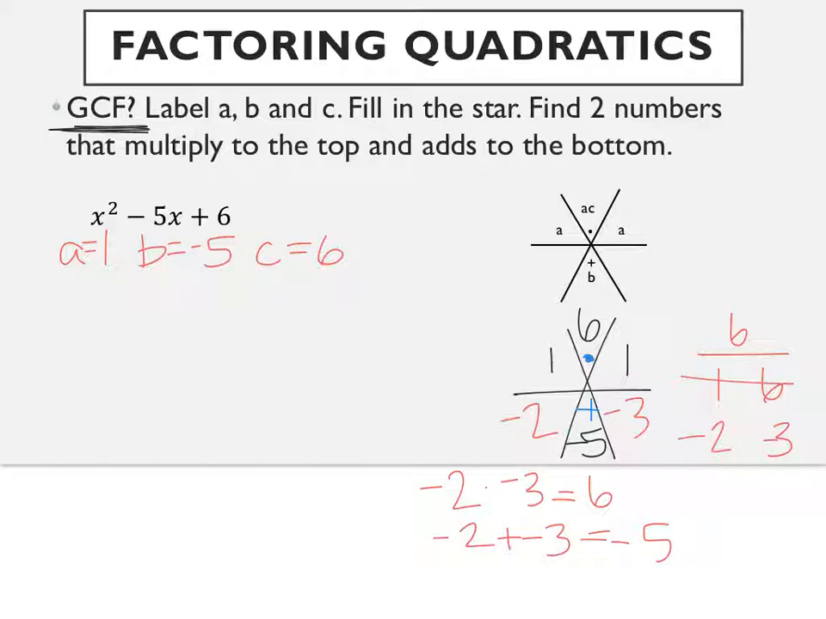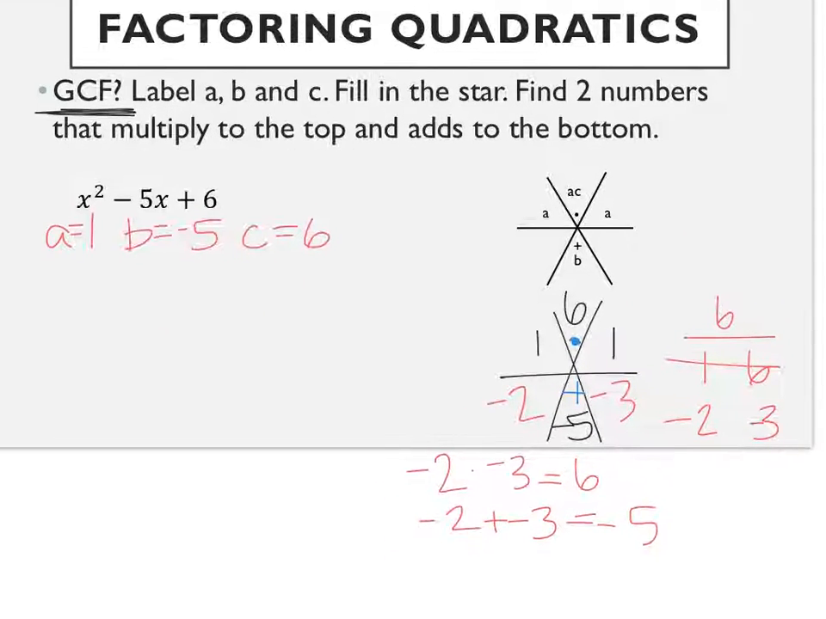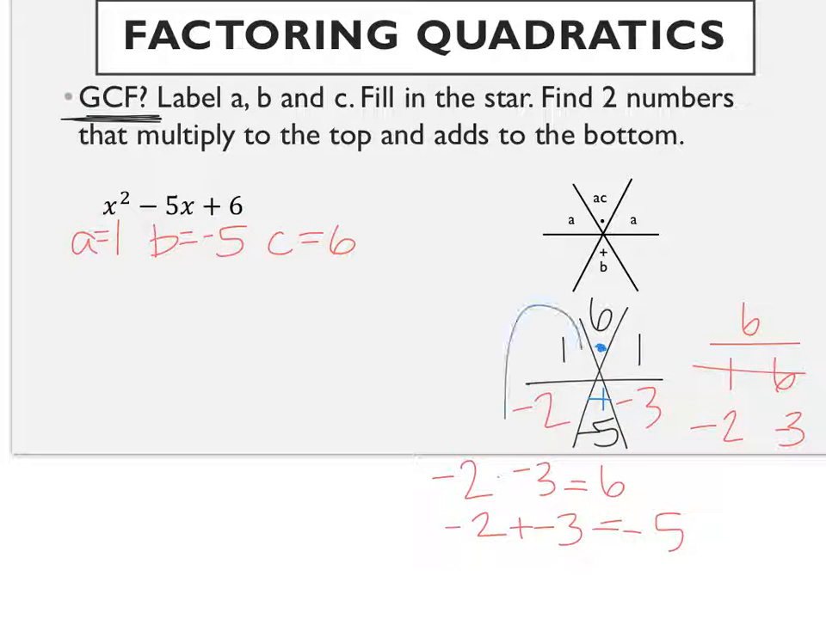So now that I have this side of my star, I have 1 over negative 2 and 1 over negative 3. So you want to see if those can reduce. I can't simplify or reduce 1 over negative 2 down. So that is the simplified form. And I can't reduce 1 over negative 3.